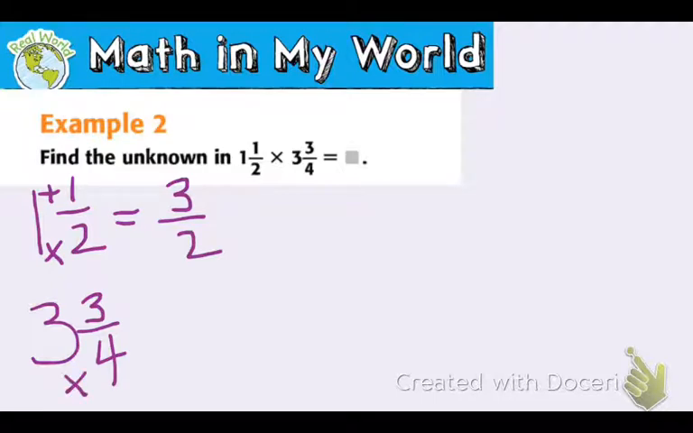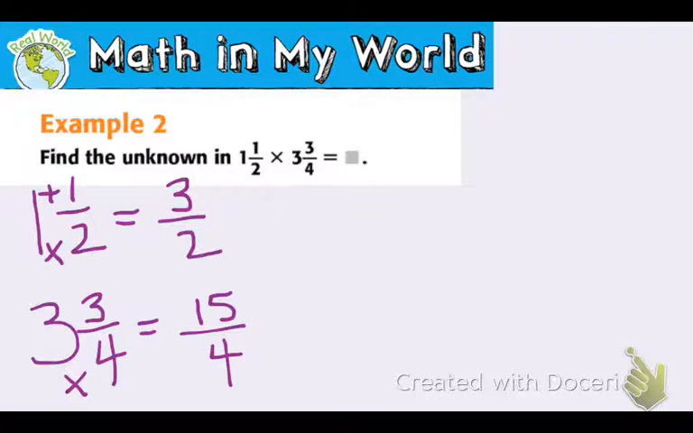4 times 3, that whole number is 12. And plus the numerator, 12 plus 3 equals 15/4. Keep that same denominator. Step 1 is done. I have made improper fractions.